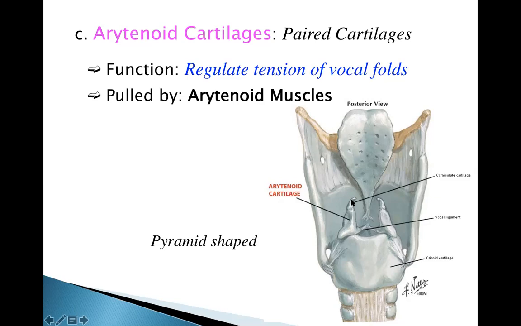So these are the corniculate, because they look like little horns. Cornified, remember, means horned. So these are the corniculate cartilages that sit atop. And this is the vocal ligament that's attaching to the anterior edge of the arytenoid and the posterior middle or medial edge of the thyroid cartilage.